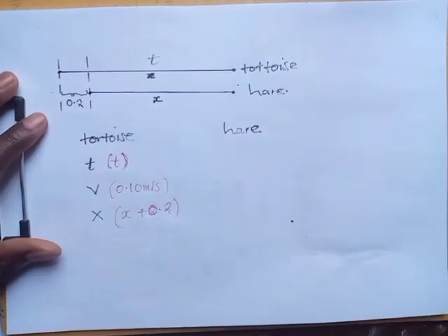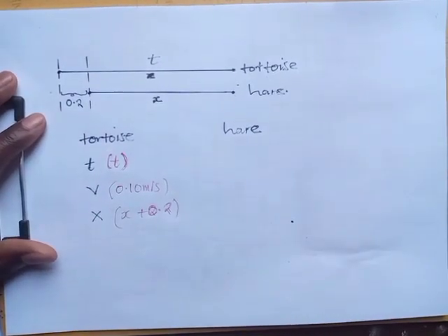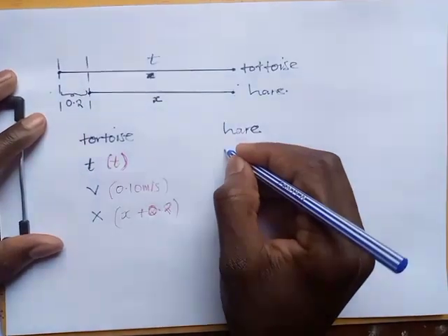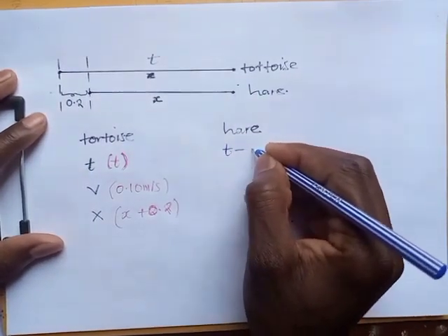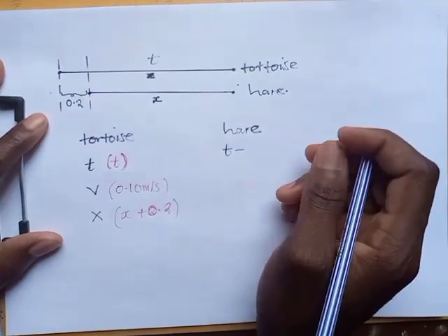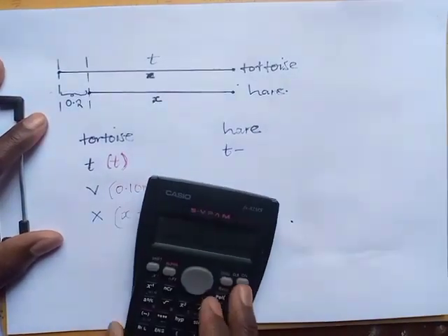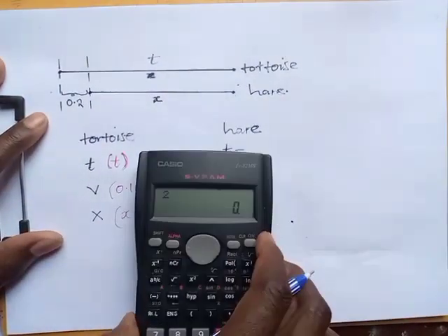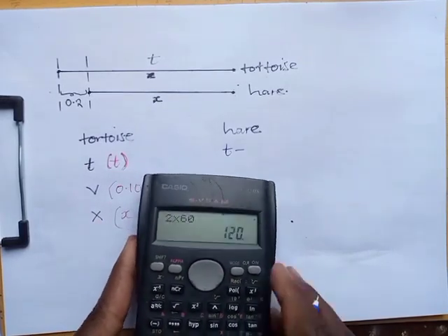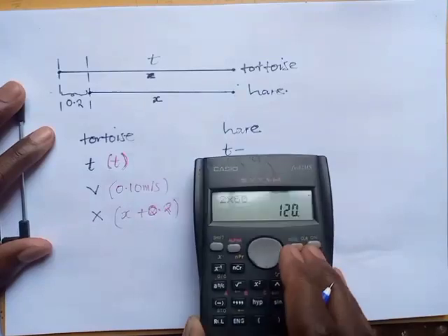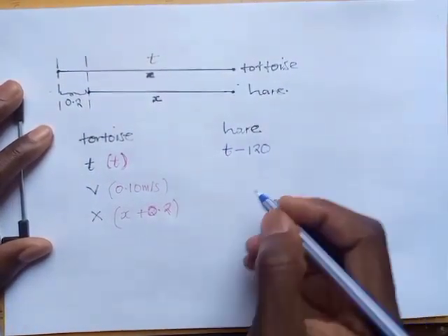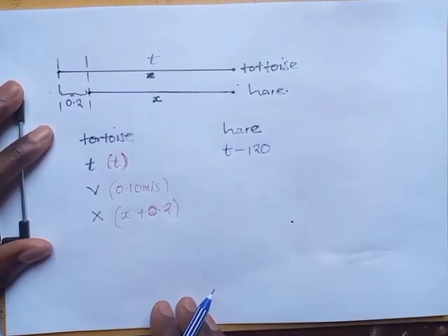Okay, so for you to find the total time covered by the hare, what are you supposed to do? We are going to have the total minus 2 minutes. To convert 2 minutes, you multiply by 60, and it will give you 120. So we are going to have 120 seconds.